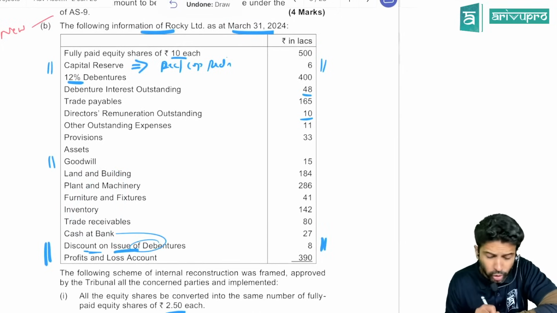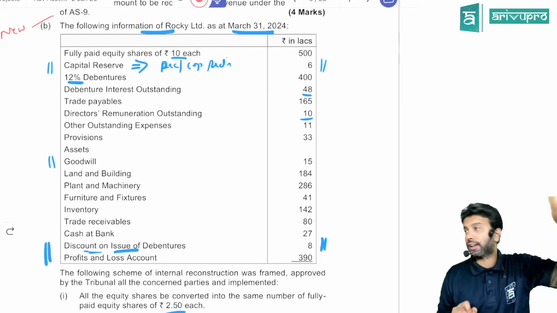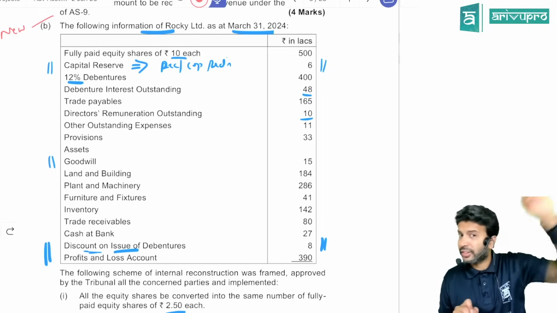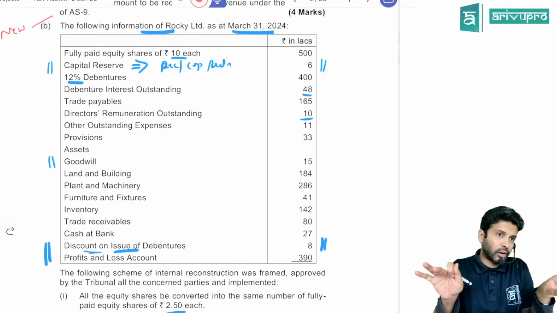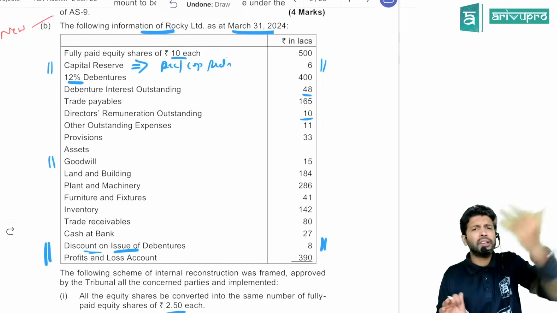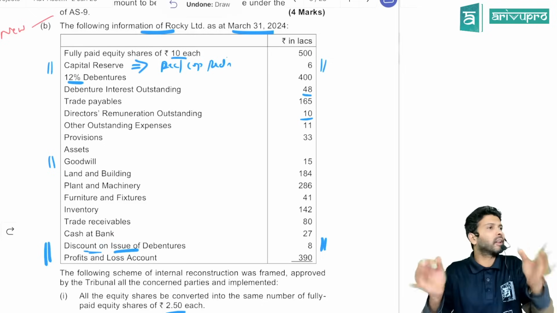Here, discount on issue of debentures. If you flip open my notes, in fact, I told internal reconstruction, miscellaneous expenditure, preliminary expenditure, deferred revenue expenditure, if they've given to you in the question, you need to write it off. This is an outdated concept. In majority of the cases, it was not seen. In the last 4 or 5 attempts, I have not seen this adjustment at all. But now suddenly they have introduced it.